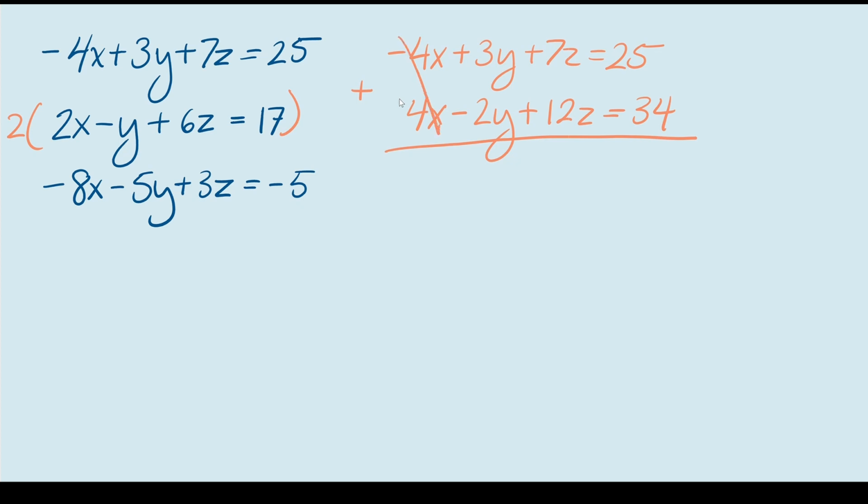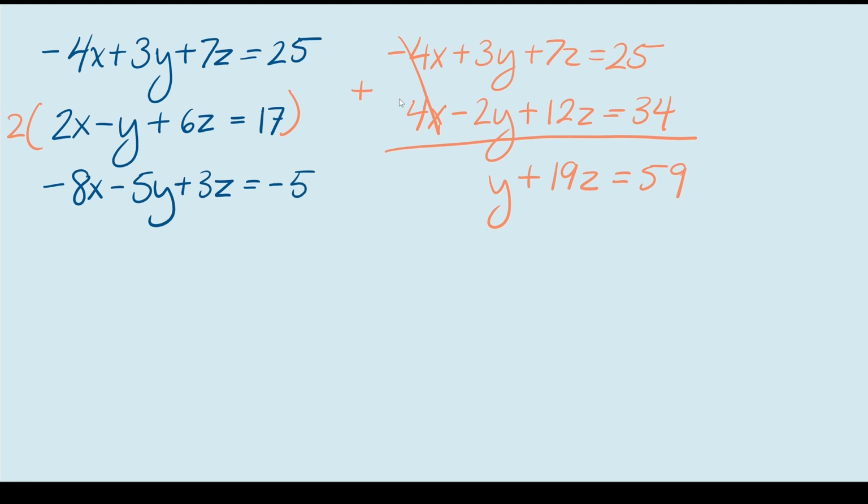If I added these two equations together, the x terms would cancel out because negative 4x plus 4x is 0. 3y plus negative 2y is y. And 7z plus 12z is 19z. 25 plus 34 is 59. So now we have an equation that has only two variables, y and z.